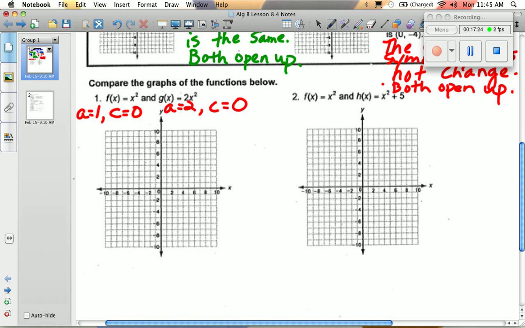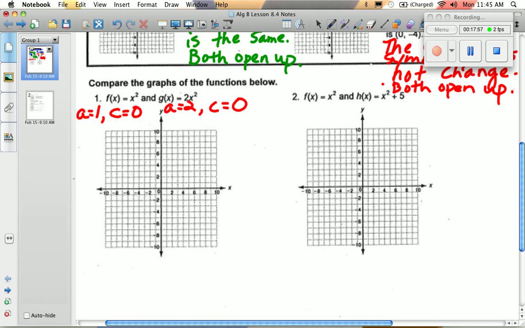They're both going to open up. A stayed positive. And the other thing is g of x is going to be skinnier. It's not going to be as wide. Now what does the c value tell us? That it's not going to move up or down. So the vertex is going to stay at the same location, isn't it? At (0, 0). Will the axis of symmetry change? No, that's not going to change either.